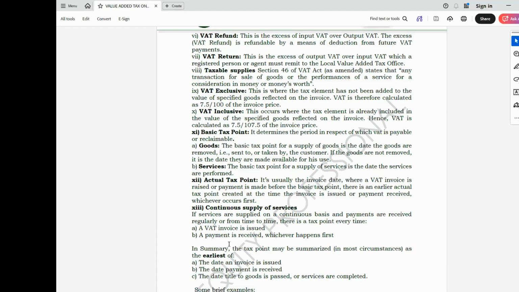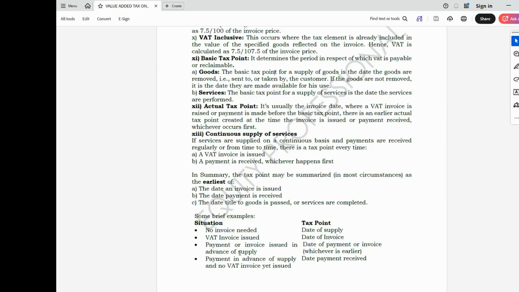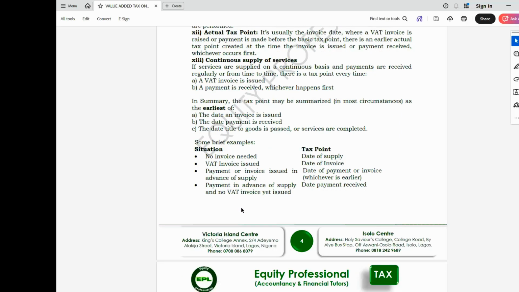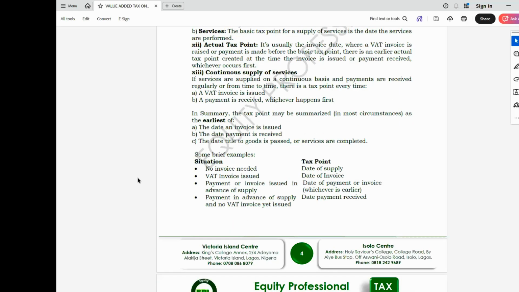So at every interval, value-added tax will be recognized. Basically, the tax point is usually the earlier of the date an invoice is issued, the date payment is received, or the date title of goods is passed or services are concluded. The earlier of any of these three dates will become the tax point at which the value-added tax will be recognized.